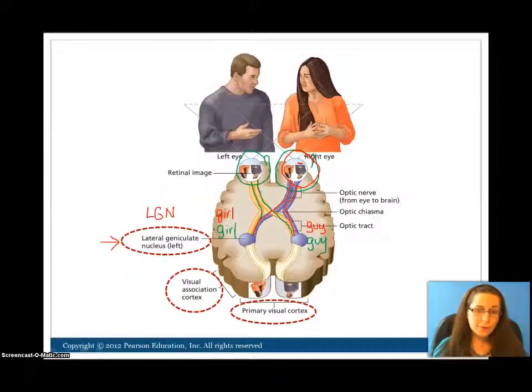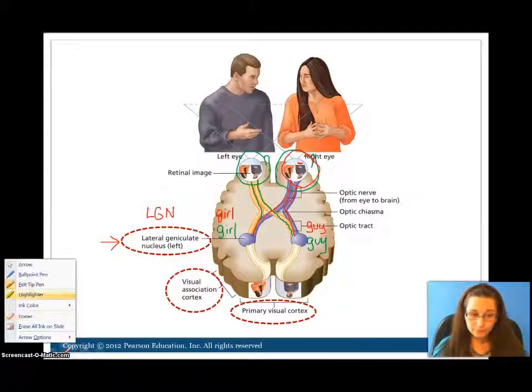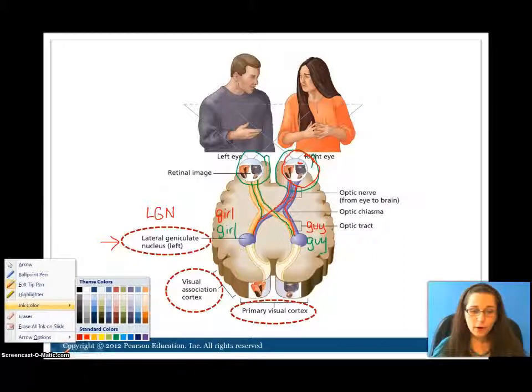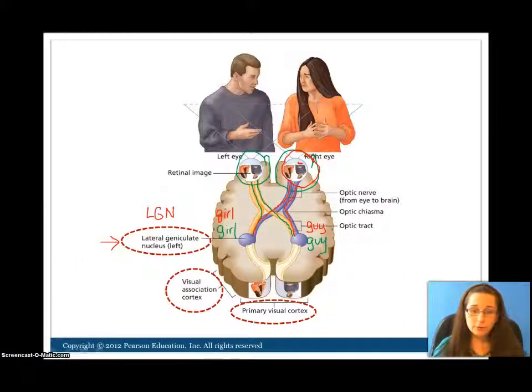So we're basically getting a little bit of the left and a little bit of the right, connecting on each side of the lateral geniculate nucleus. From there, the information is then going to go all the way to the back of the brain. We're going to see the full processing. So let's see, we'll switch that over to orange.